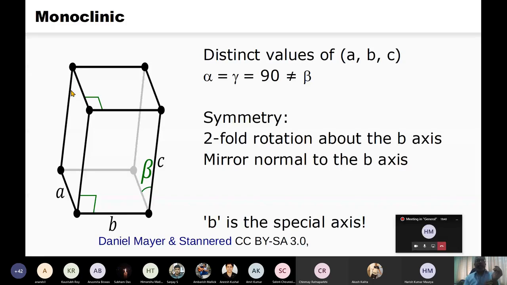And because of that, you also get this bonus symmetry, which is the mirror plane normal to the B axis, which is basically this plane here, formed by A and C. So you get this additional symmetry.